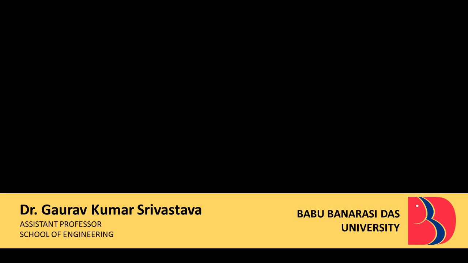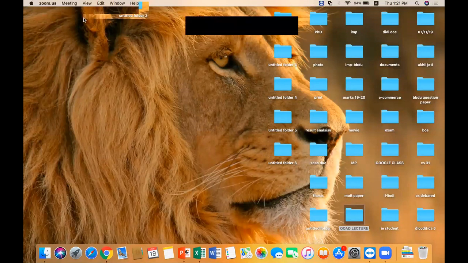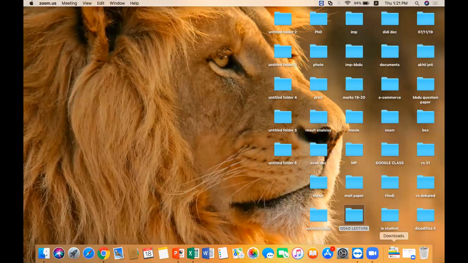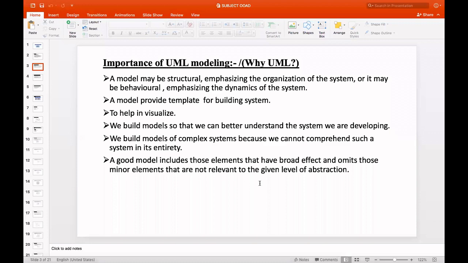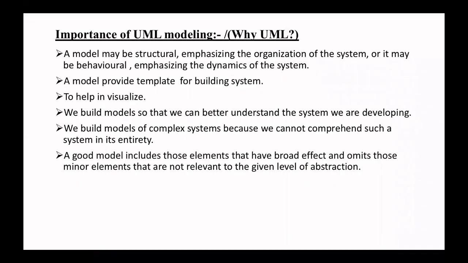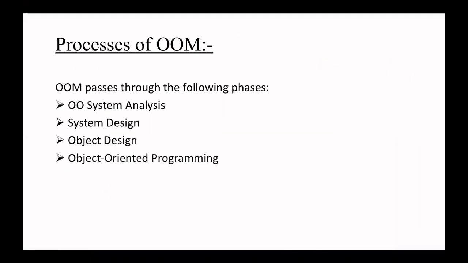I'm going to start with the next topic as I told you in the last lecture. Firstly, I'm sharing the next topic here. As I discussed all things about UML, now I am moving to the next topic, the process of OOM. As I discussed in the last lecture, I explained something about OOM.